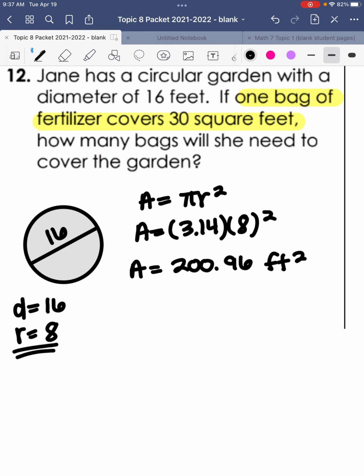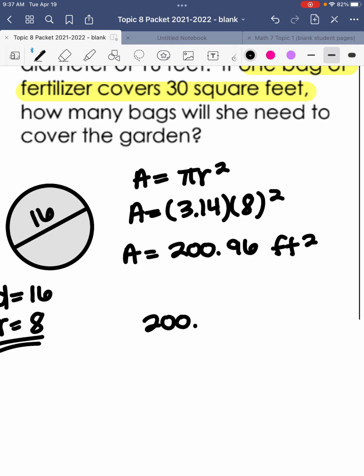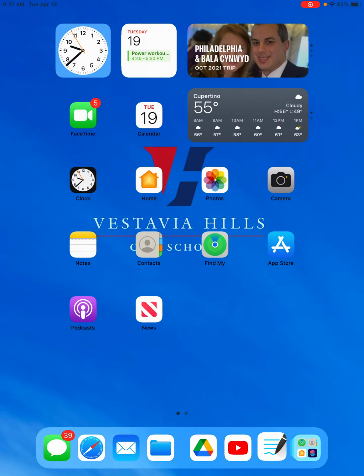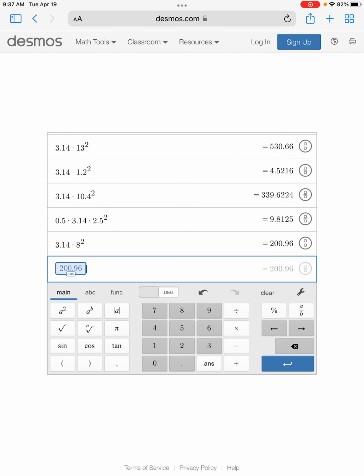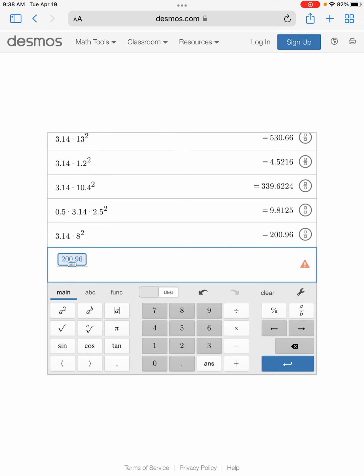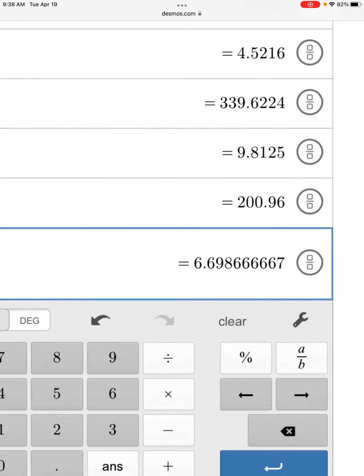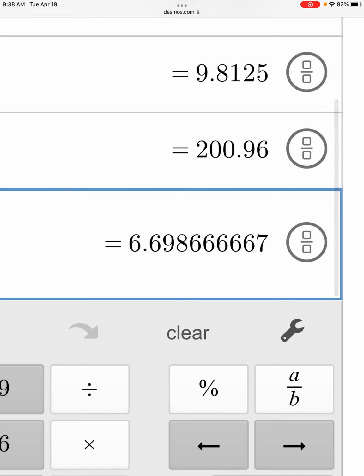So we're going to take the area of the garden, 200.96, and we're going to divide it by the number of square feet that one bag covers. And that should tell us how many bags she will need. So 200.96 divided by 30. So I'm going to hit this answer button, and I'm going to divide that by 30, and I get 6.698, and it keeps on going, right?